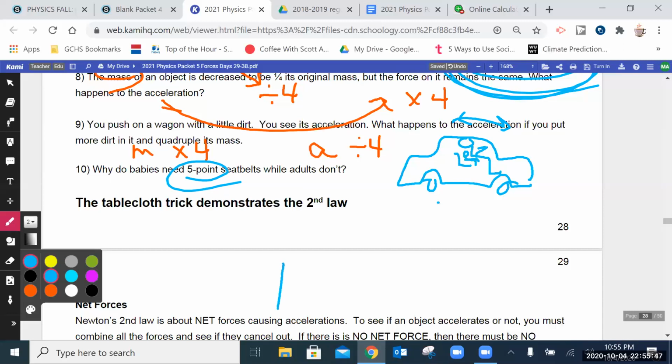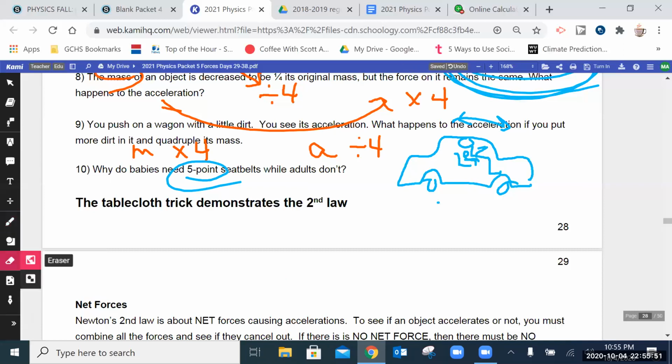Okay, the tablecloth trick demonstrates the second law. If you go ahead and look at the embedded video, you'll see the tablecloth trick where people pull a tablecloth out from underneath the plates and glasses. That is not a myth. That is not something that is only seen in cartoons, but that actually is real. So go ahead and stop the video and watch that.